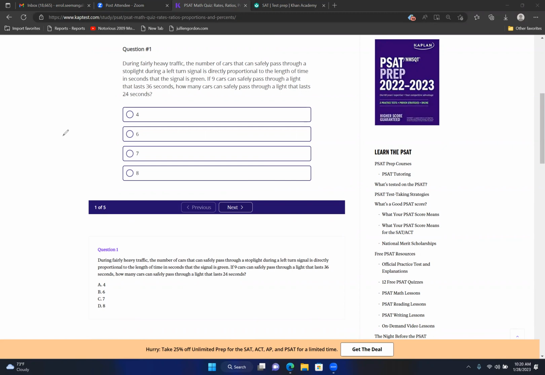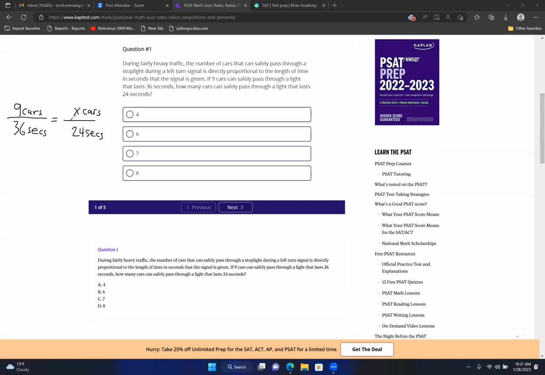So how do we do that? Set up our ratio. So 9 cars in 36 seconds. It has to be the same ratio. Equals what over what? X cars over 24 seconds. Yeah, X cars and 24 seconds. Yep. Now just solve that for X.